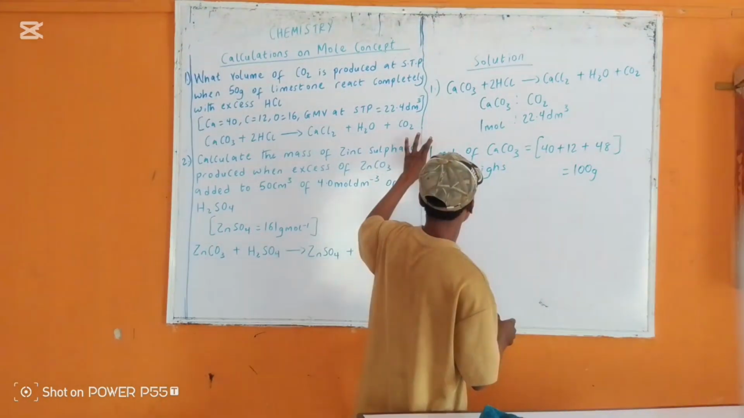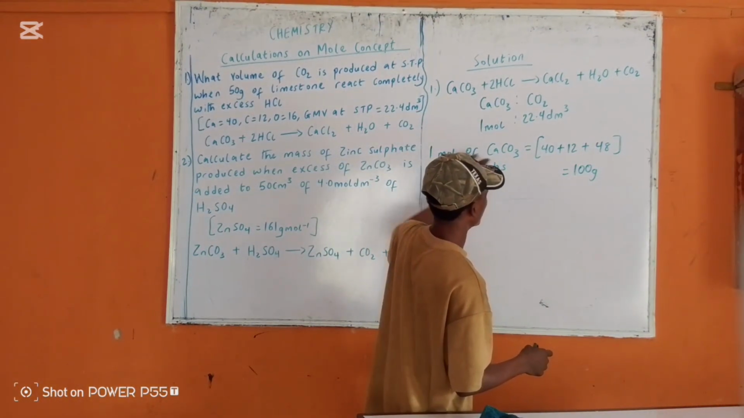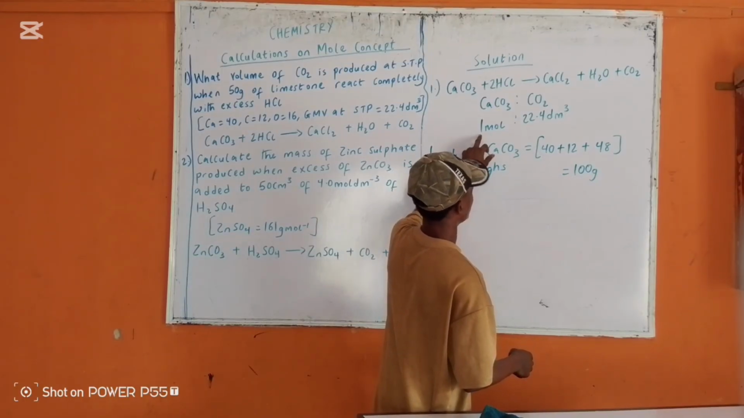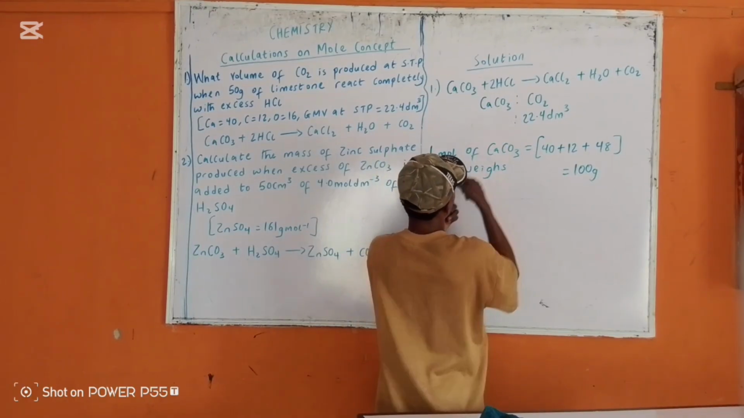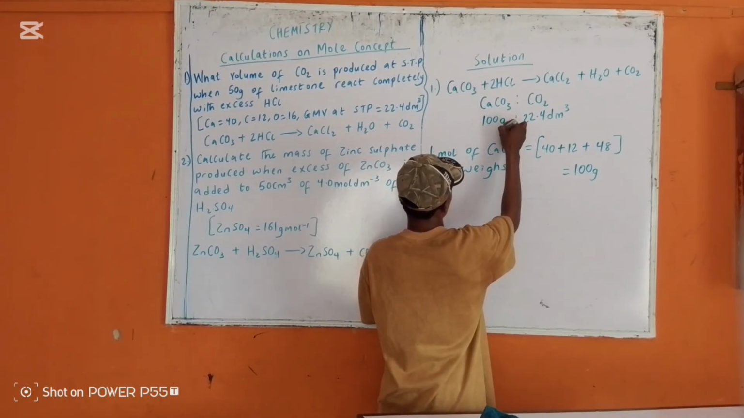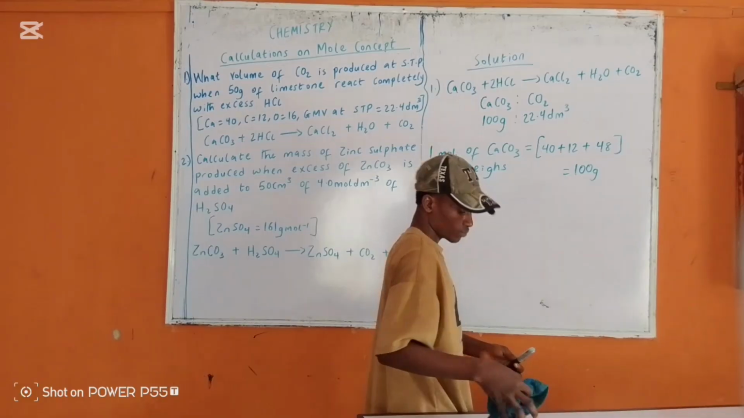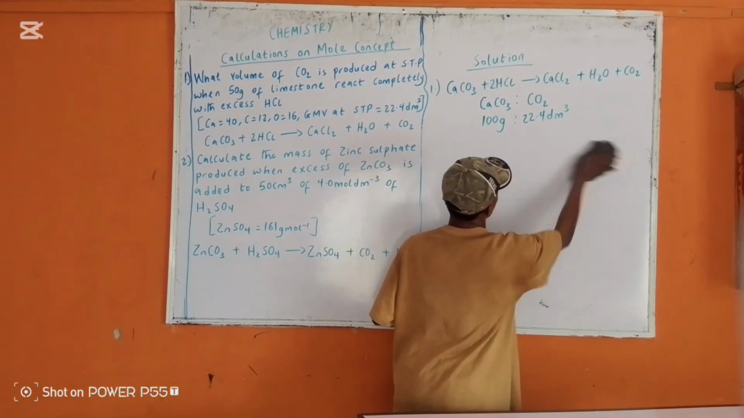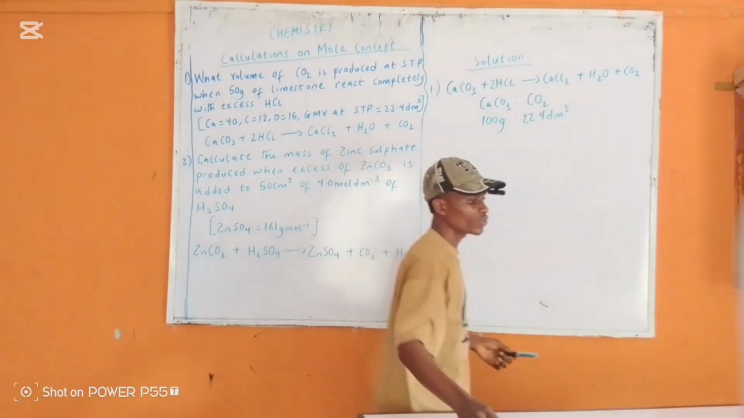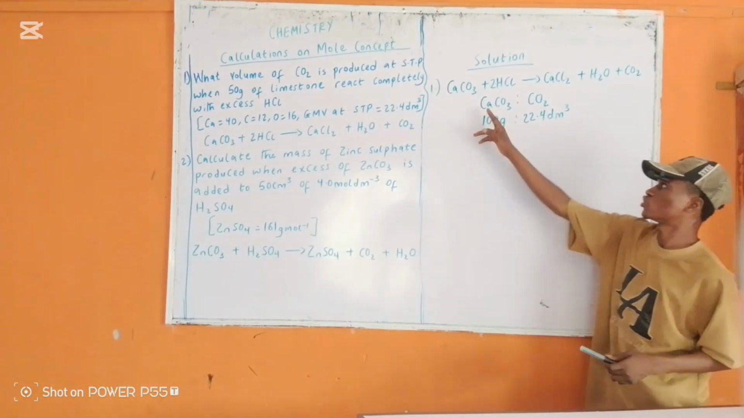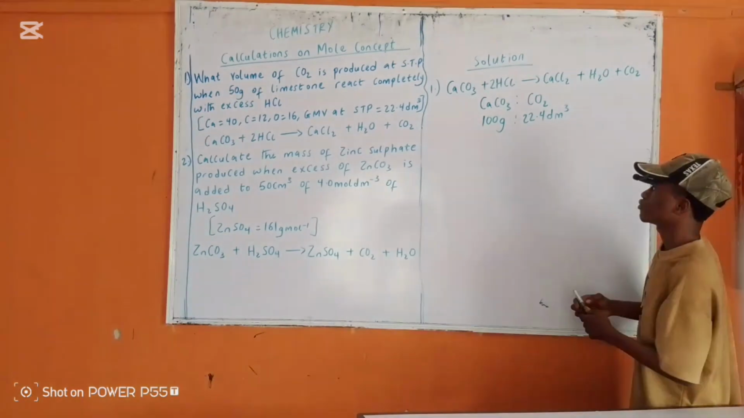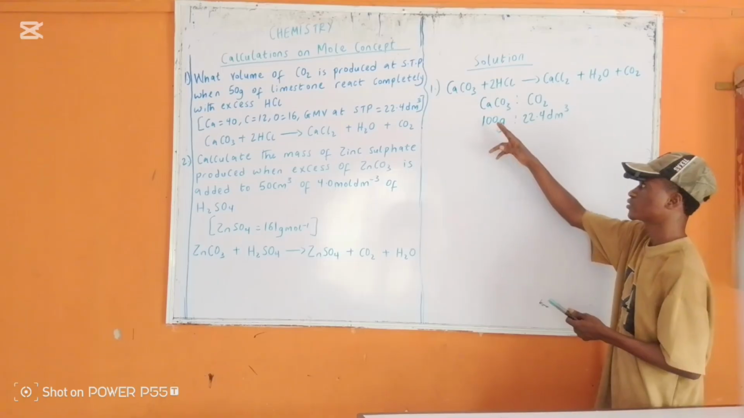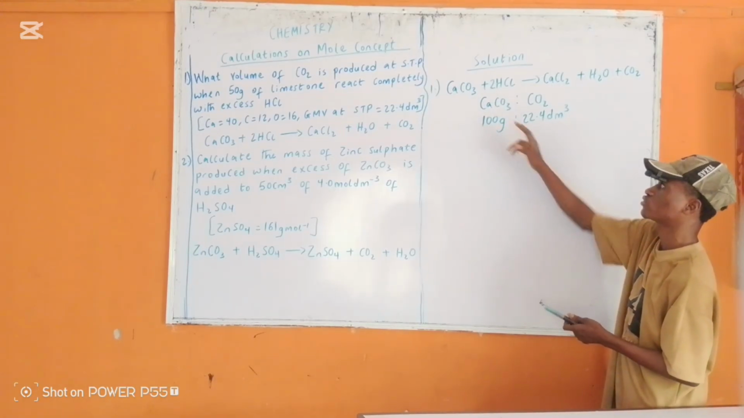So 1 mole of calcium carbonate weighs what? 100 gram. So we're having 100 gram here. If we are having 2 mole, it will be 2 times 100. But since we're having just 1, that will be 1 times 100, which will still give us 100.